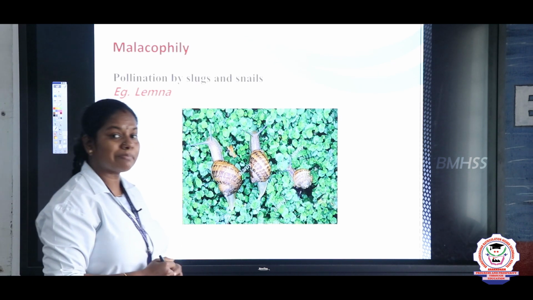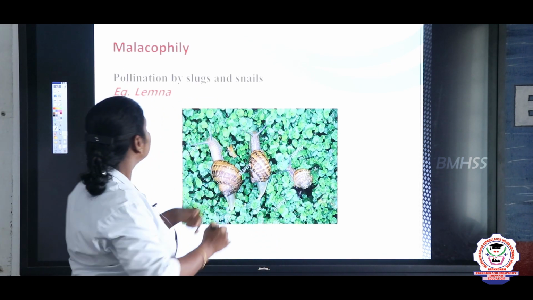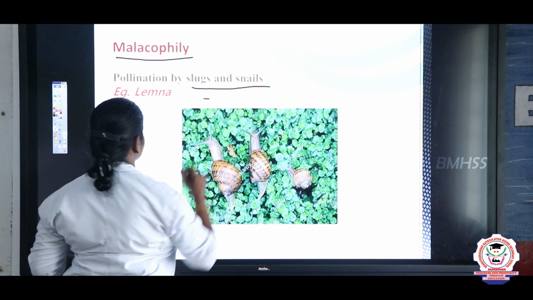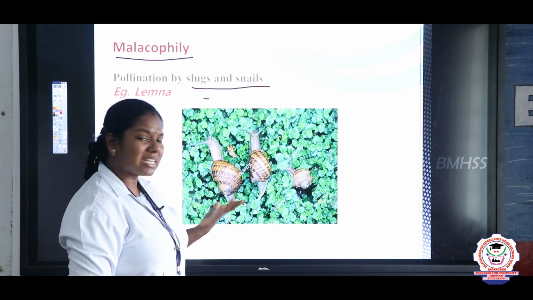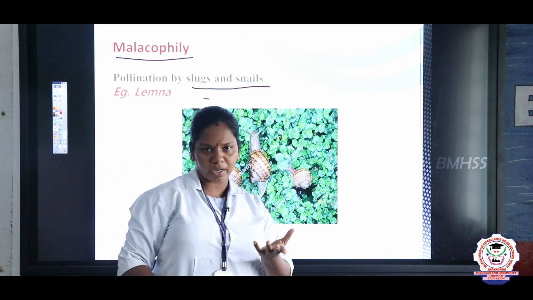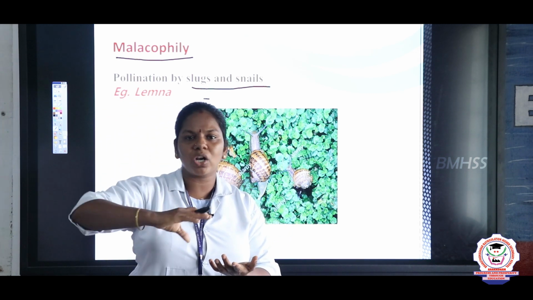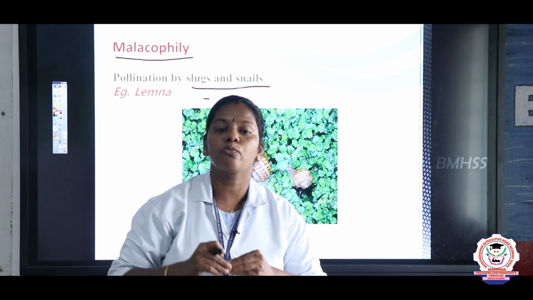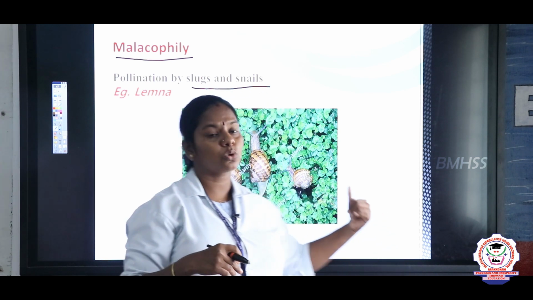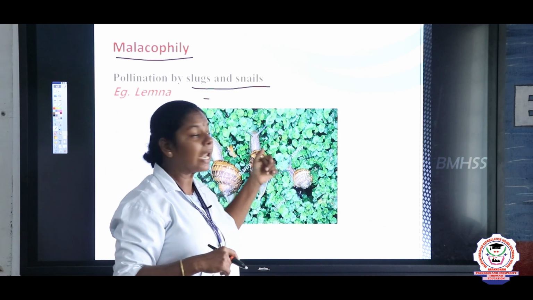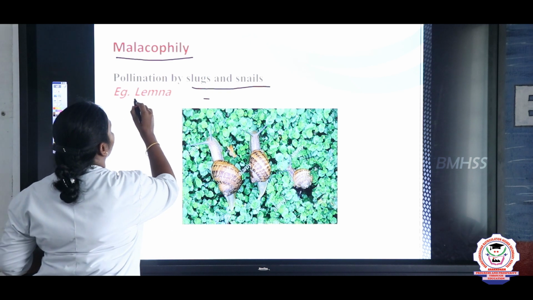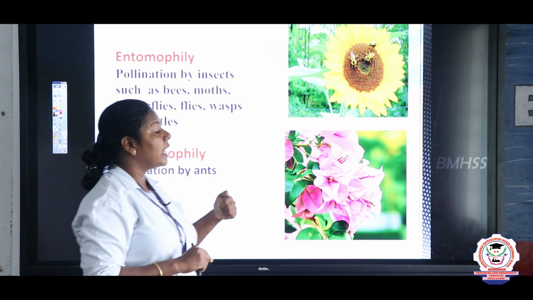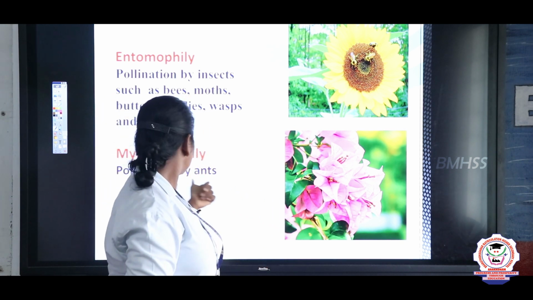And now let us see malacophily. What is malacophily, children? Malacophily is pollination by slugs and snails. Example, Lemna. These are floating plants, and when the snails crawl on them, they help in pollination. They transfer the pollen grains from one plant to another. So the example for malacophily is Lemna. Next we are going to study entomophily and myrmecophily.